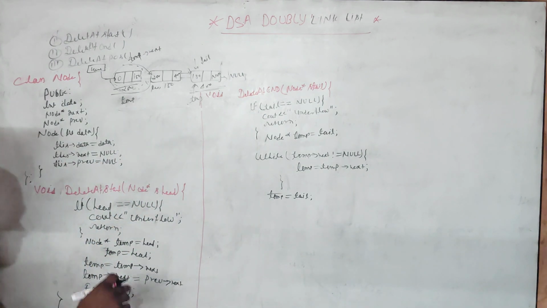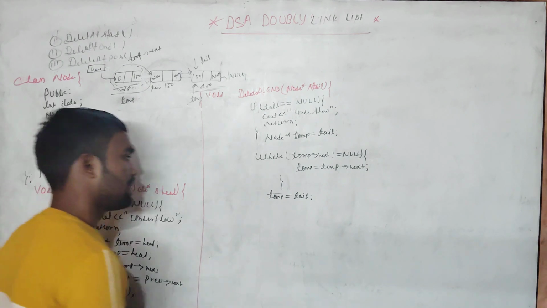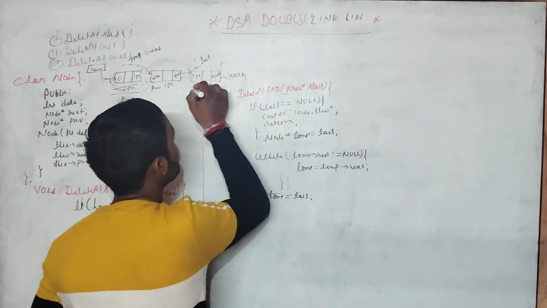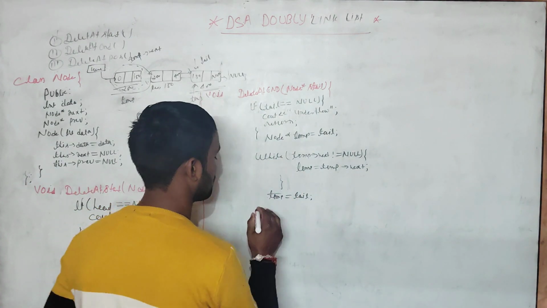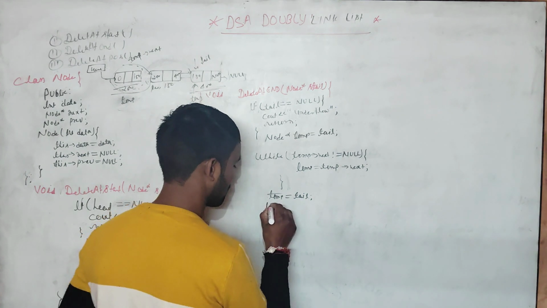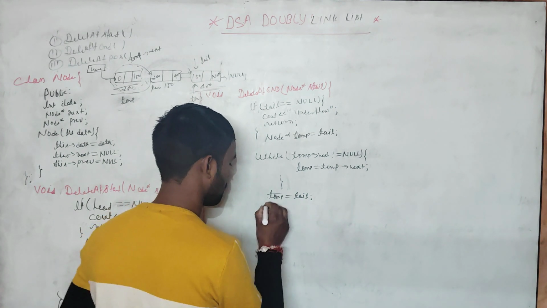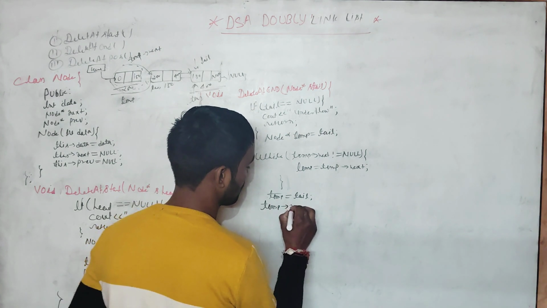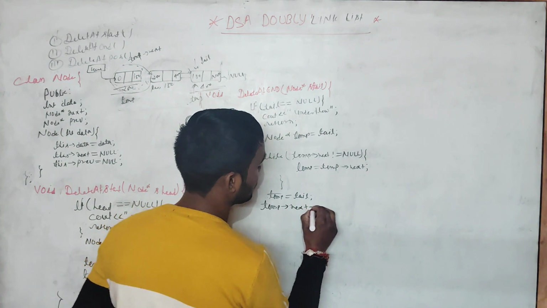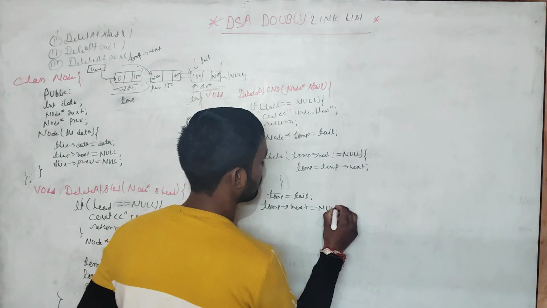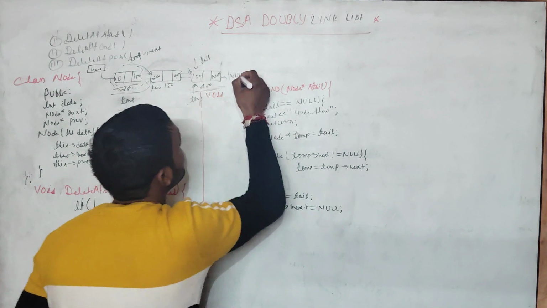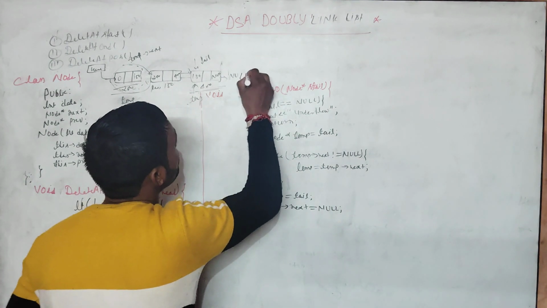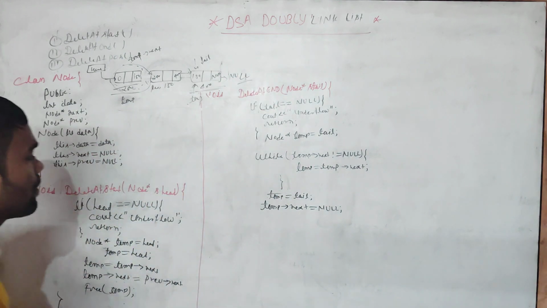Just writing temp is equal to temp, store is okay. Then temp of next. Suppose this is a temp. This is a temporary pointer. Then writing one thing: temp of next now is equal to null, because the last value will denote null value. Okay.